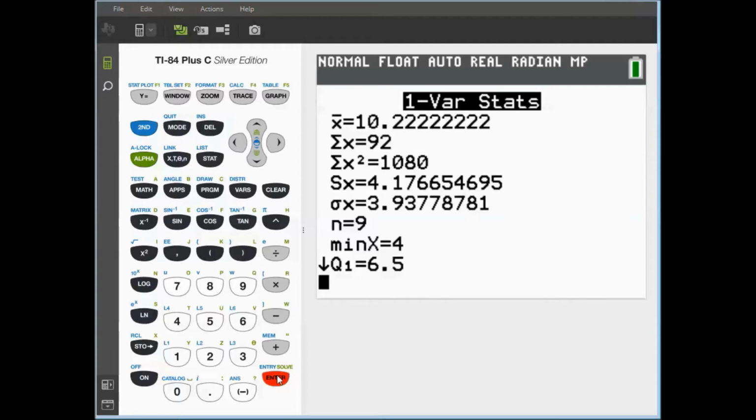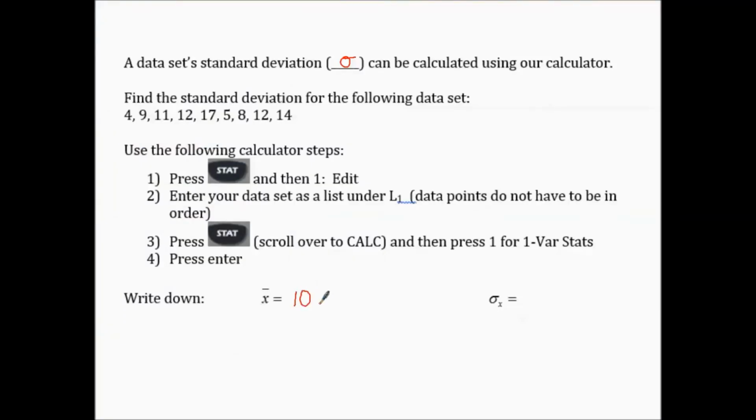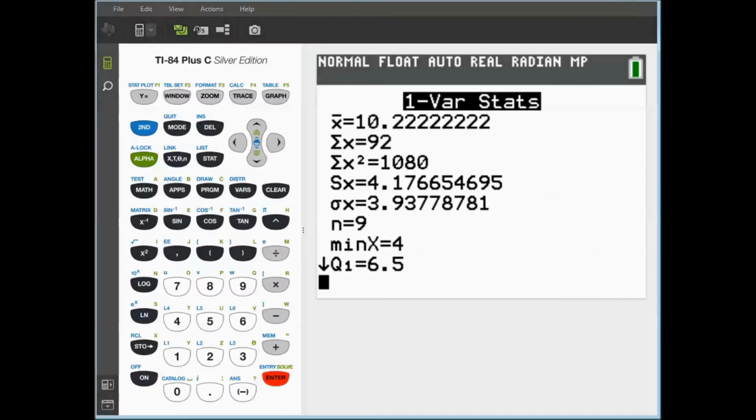The two numbers that we are interested in right now are the first number, which is the mean. So we're going to write that down. And we're going to round to 2 decimal places for right now. So this is the mean. And then we are interested in this number here. It says sigma of x, which stands for the standard deviation. And again, we're going to round to 2 decimal places, so that would be 3.94.